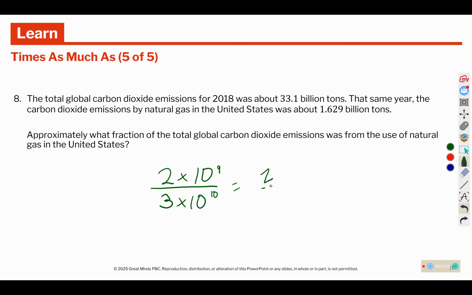2 divided by 3 is 2/3. If we divide these, 9 different times on the top and 10 different times on the bottom, 9 of them are going to divide out, but we'll be left with 1 on the bottom. So 2 times 1 is 2. 3 times the 10 that's left on the bottom would be 30. If you'd like to, you can reduce that. 2 fits into 2 1 time. 2 fits into 30 15 times.